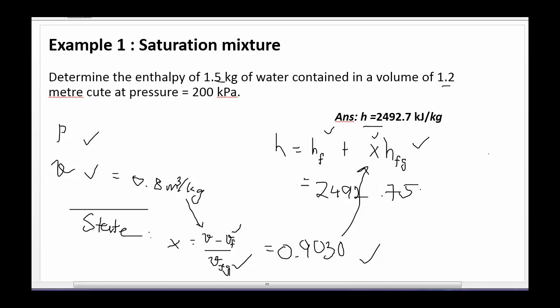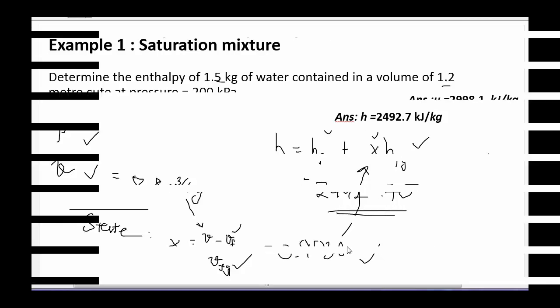2492.75, if you round it off. So this is the final answer. This is how you got it.